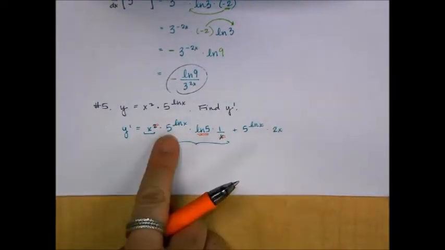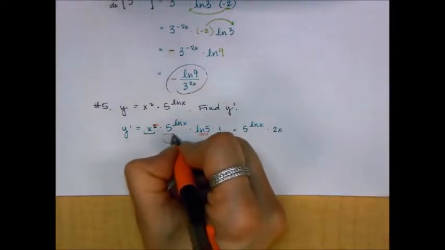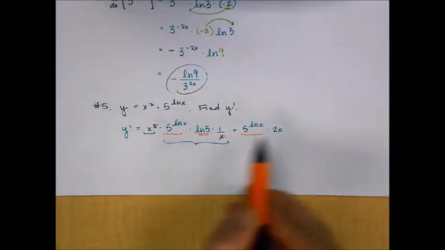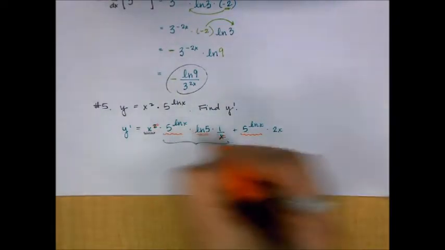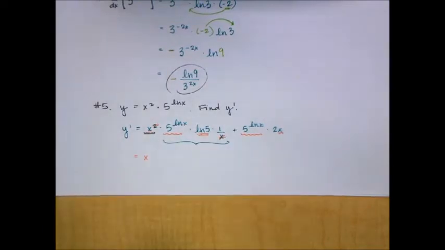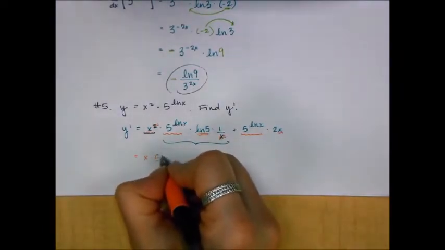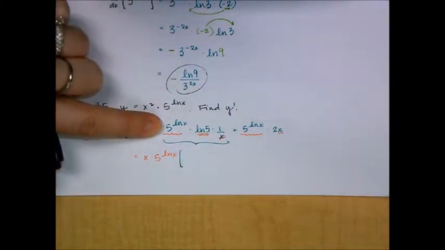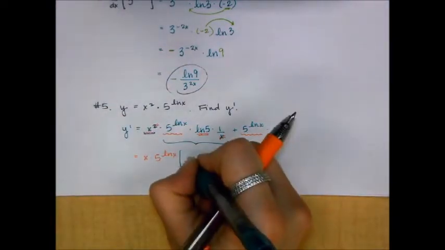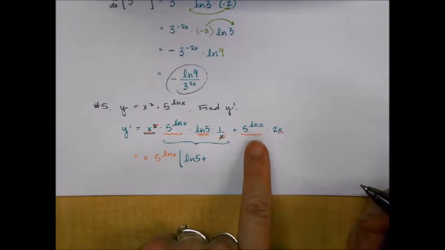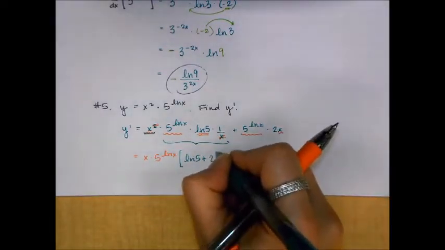This term here, and then they also both have an x term. So I'm going to factor out those values. So an x and 5 to the power natural log x. Taking these two terms out leaves us with a natural log of 5. And over here, we took out these two terms and we're left with 2. So that is going to be our answer there.